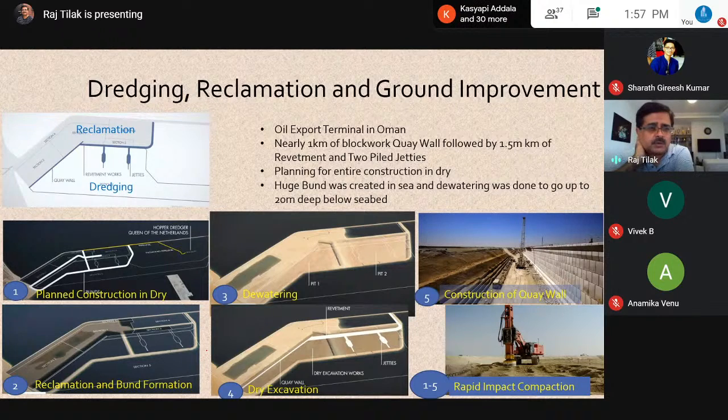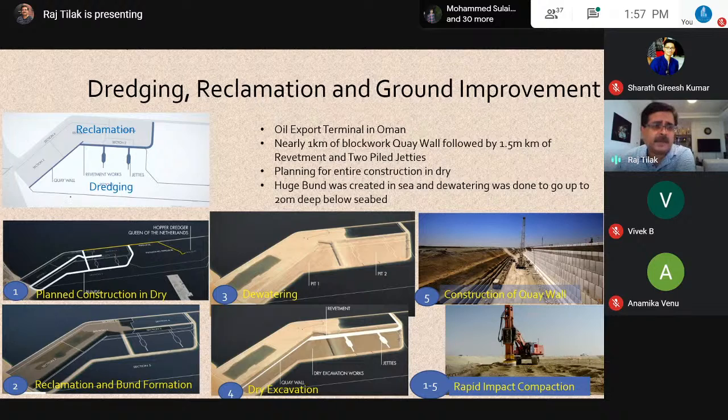Probably you will not get exposed to these things in your UG classes, but you should know, because it's all concept of soil only. There's nothing great coming in. We had a reclamation to be done in the sea for an oil export terminal. It is quite big. Don't go by the picture size. I had to fit in a lot of pictures here.